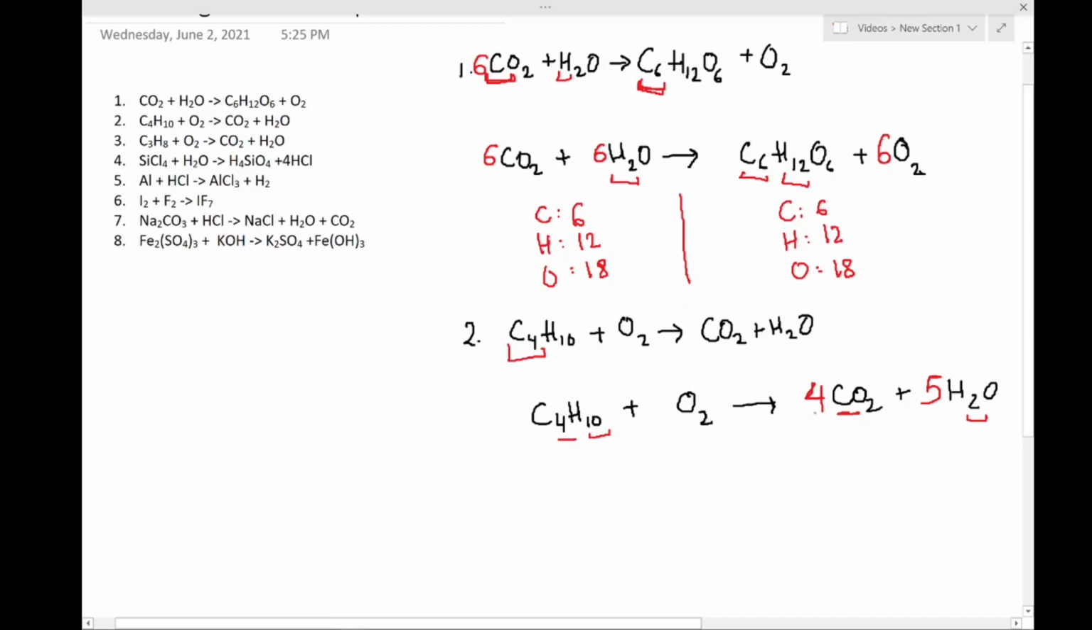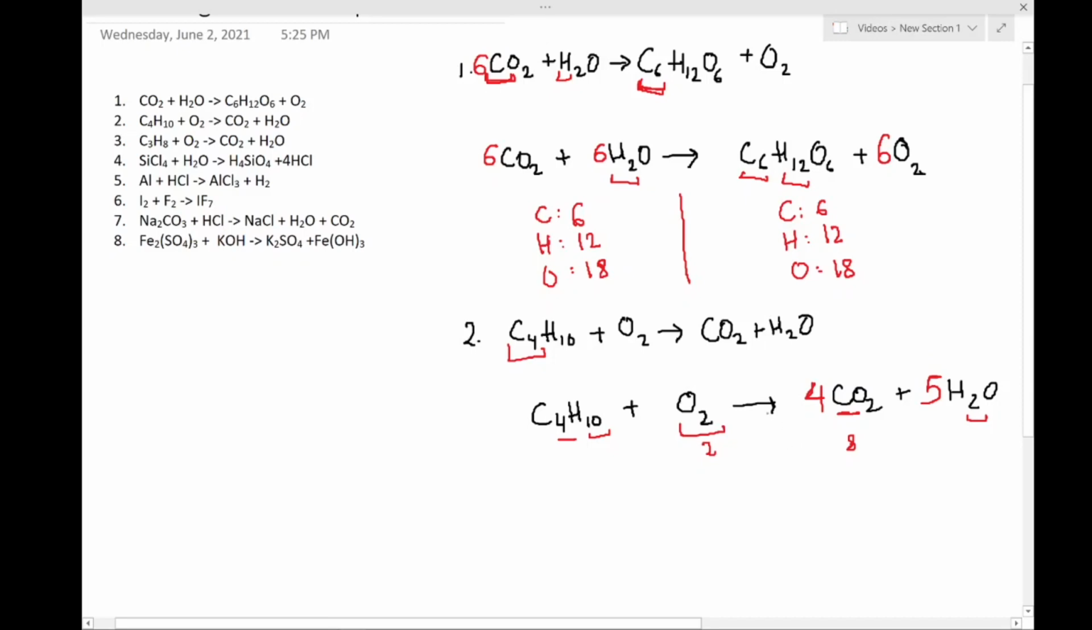Now, what are we left with? We're left with the oxygens. So over here on the left-hand side, we have 2. And then on the right-hand side, let's just do a quick sum. We have 4 times 2, which is 8. And then we have 5, which gives us 13. So now we are facing an odd number.